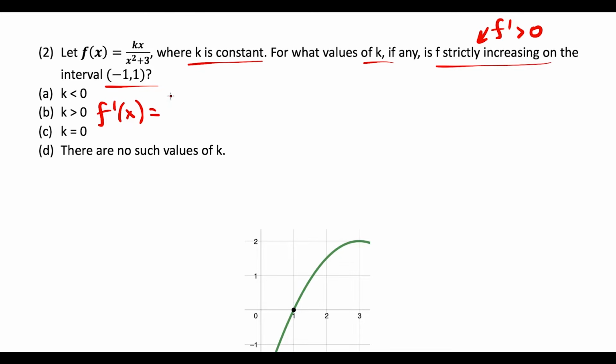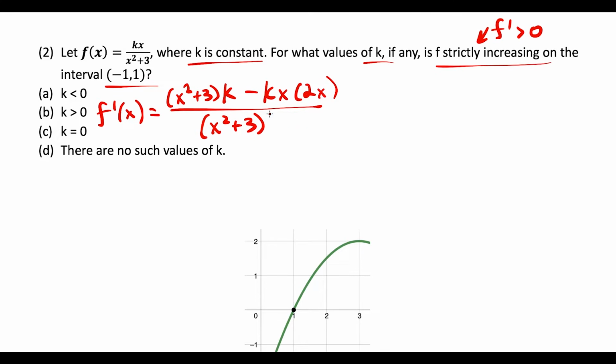So we have x squared plus 3 on top. And we're multiplying by the derivative of kx, which is k, because k is constant, minus we have kx times the derivative of the bottom is 2x, and we're dividing by the denominator squared. So we have x squared plus 3, and this is being squared. So we could simplify the top a little bit. If we distributed, we'd have kx squared plus 3k, and then we would have minus, if we multiply these out, we're going to have 2k x squared.